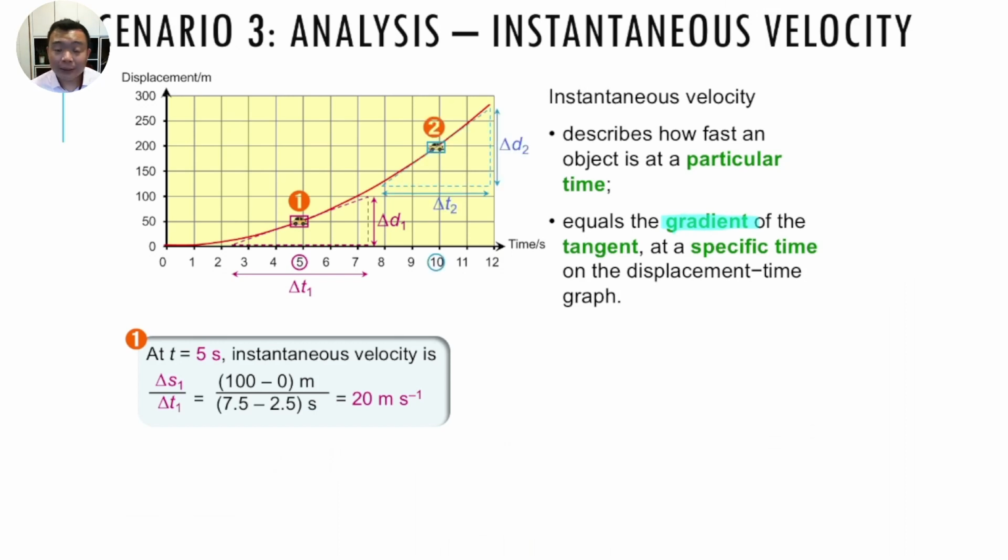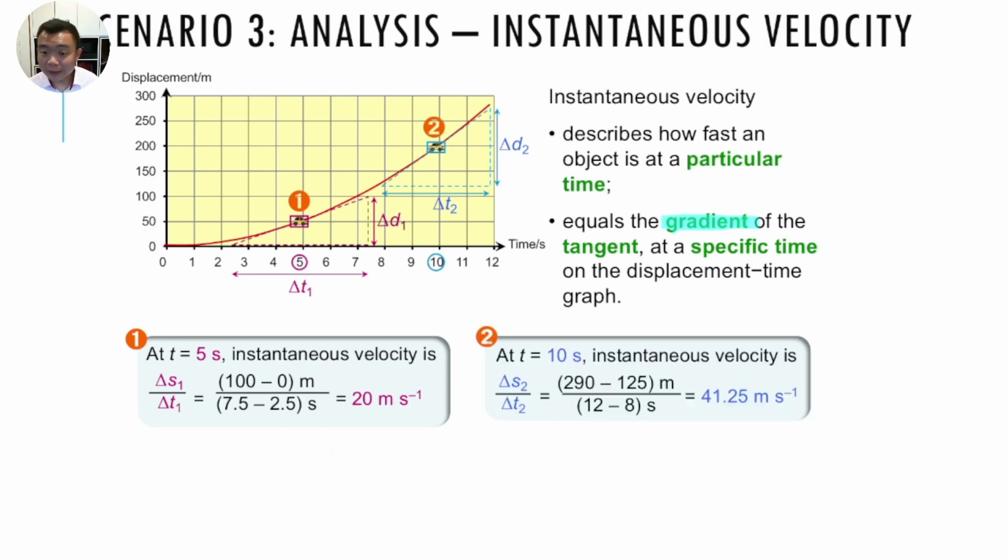We can do so at other points of the graph. So let's say if you're interested to find the velocity of the graph at 10 seconds. So same thing, at 10 seconds, draw a tangent line, which is the cyan line shown. Find the gradient of this, and you will get the value of the velocity. Now, applying what you learned just now.